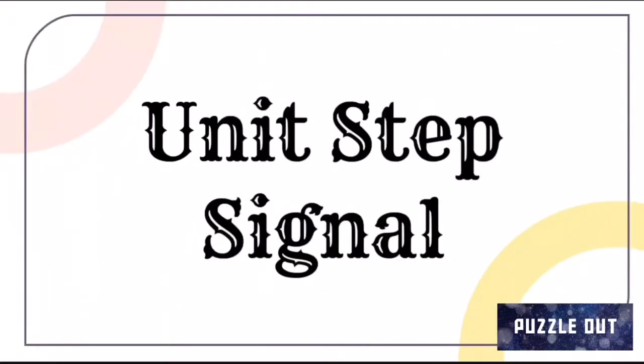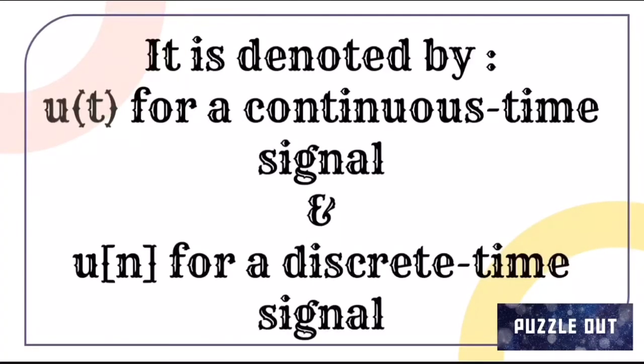So the first one is the unit step signal. It is called so because it has unit magnitude, that is, the magnitude of the unit step signal is always equal to 1. Also, if the amplitude of the signal is something other than 1, then it is simply called a step signal. A unit step signal or a step signal is denoted as u of t in continuous time, and it is denoted as u of n in discrete time systems.